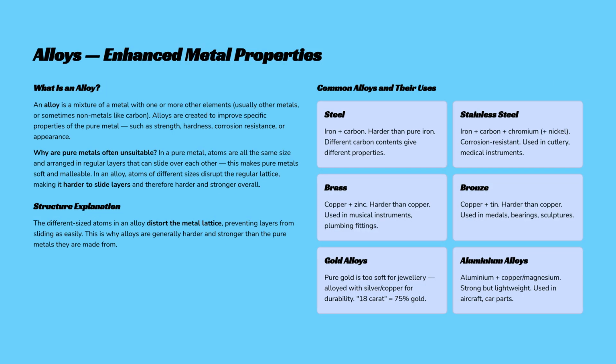An alloy is a mixture of a metal with other elements to improve properties like strength or corrosion resistance. Pure metals are soft because their atoms, all the same size, are arranged in layers that can slide easily. In an alloy, different sized atoms distort the metal lattice, making it harder and stronger. Common examples include steel, stainless steel, brass, bronze, gold, and aluminium alloys.